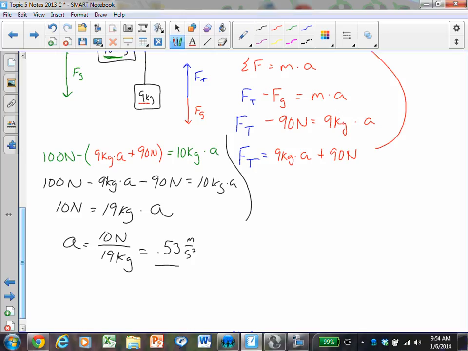So now, to get the tension, since it says find the tension and the acceleration, I can come back up to this formula and plug it in there, and I'll get Ft is 9 kilograms times 0.53 meters per second squared plus 90 newtons. That's 94.77.